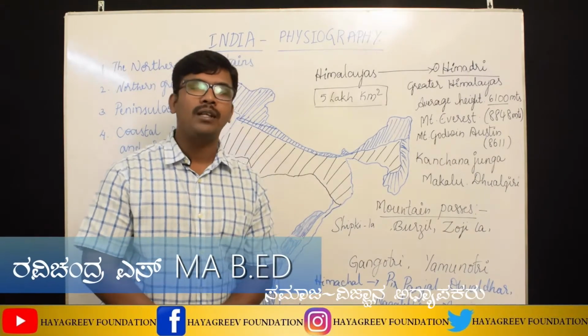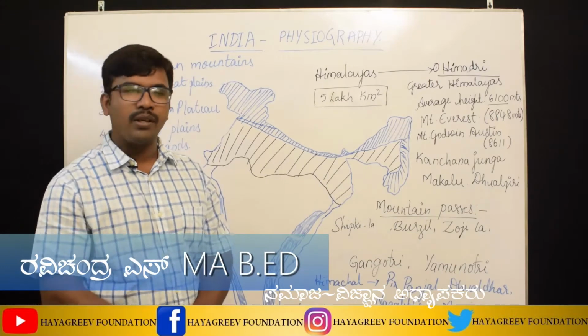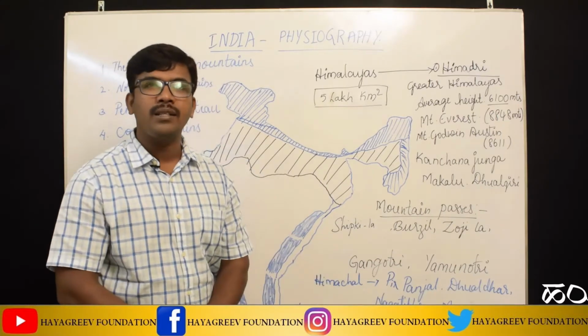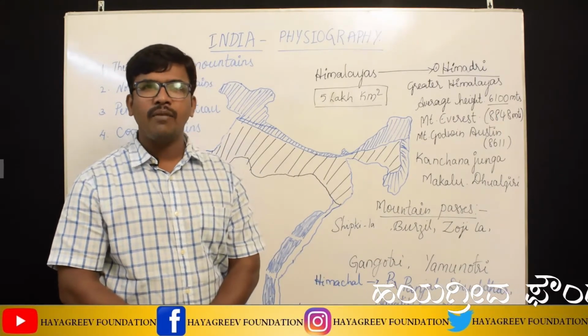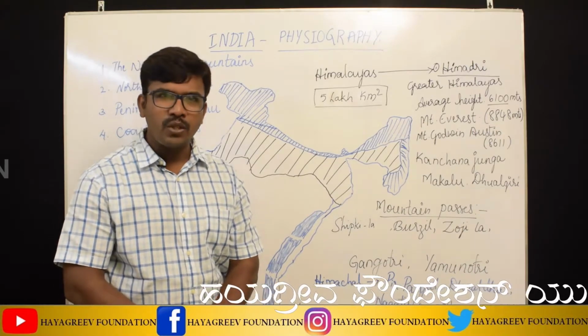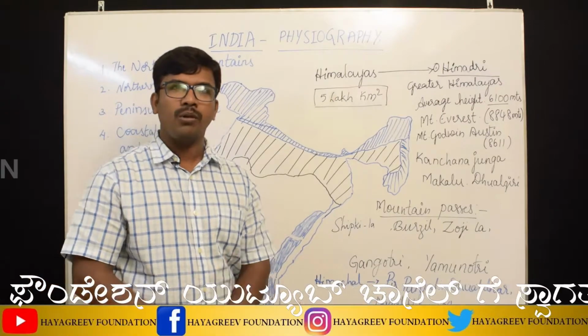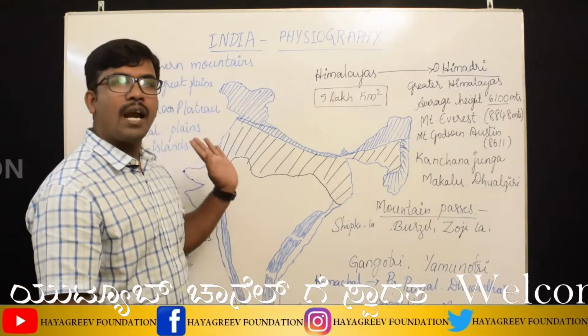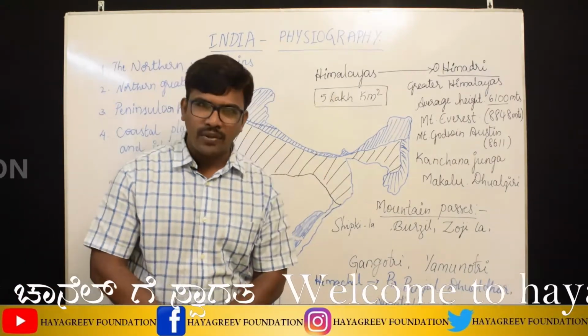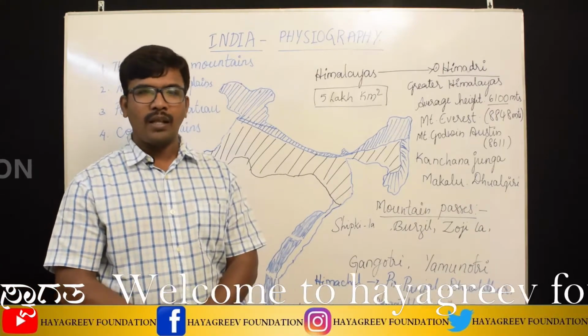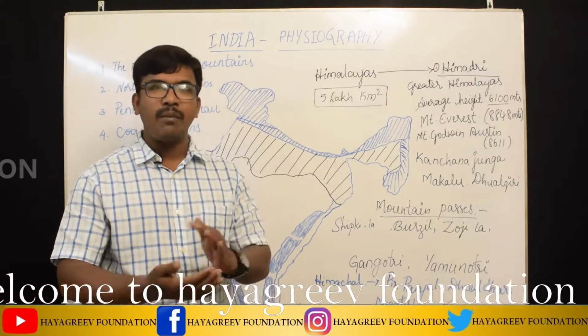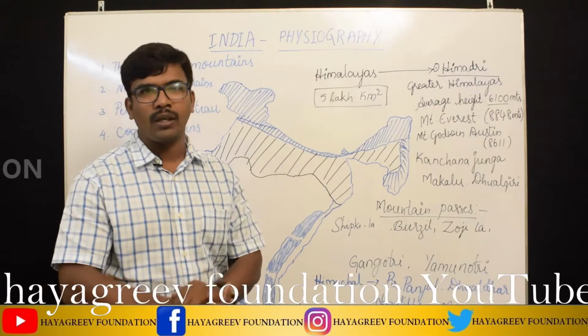Students, as you all know, India is the 7th largest country. Its total area is 32,87,263 square kilometers. With such a large area, and a lot of distance from north to south and west to east, we cannot expect the same kind of physical features throughout the country.